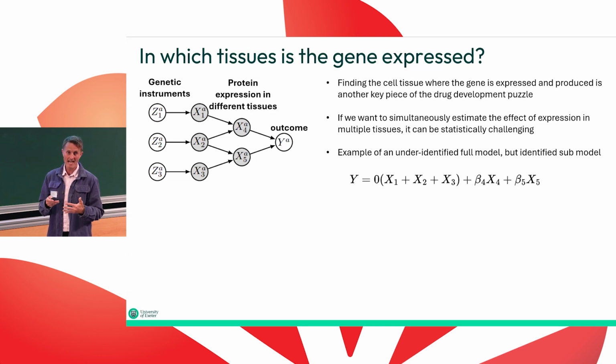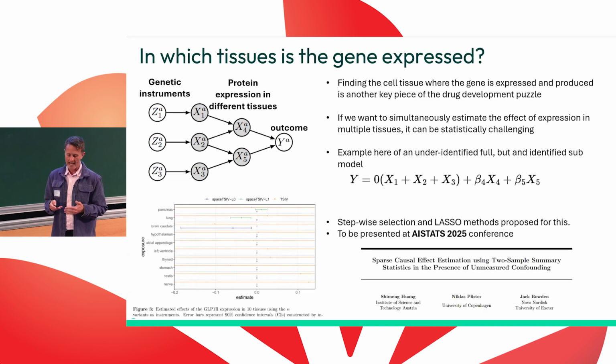Now, this is another real statistical challenge when you're doing this sort of analysis, because often we want to try and simultaneously estimate the effect of expression of a single gene in multiple tissues, but we may have more tissue types than genetic instruments. And that means that we've got an under-identified model again. So here in this plot, we've got 3 genetic instruments and we've got 5 tissue types. And we can't fit that model if we want to estimate the effect of all tissue types, but actually this graph here is an example where only 2 of them have a causal effect, so only X4 and X5. So there is a submodel in the data, if we could find it, that is identifiable.